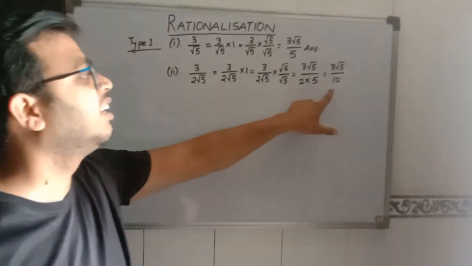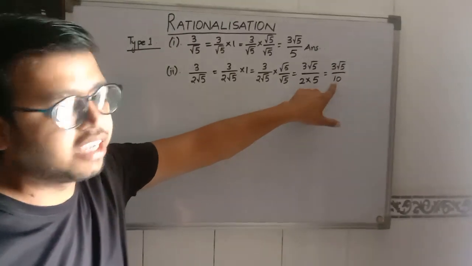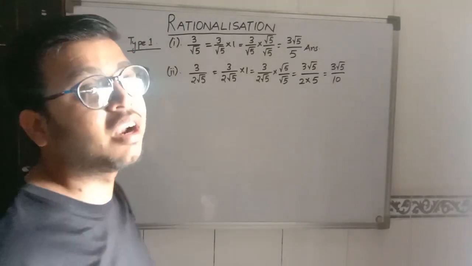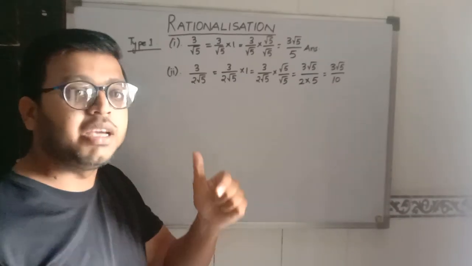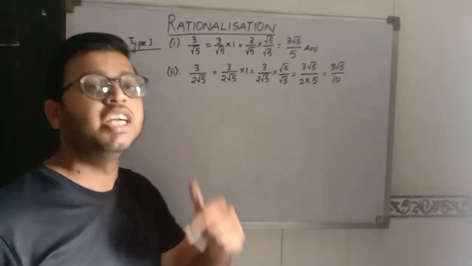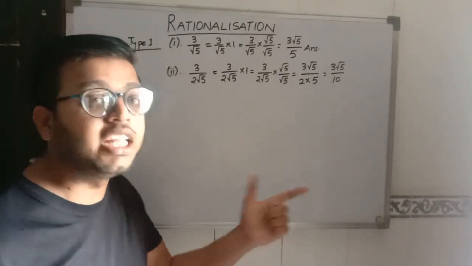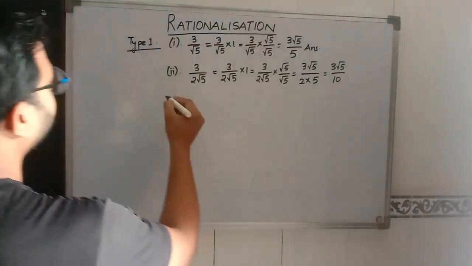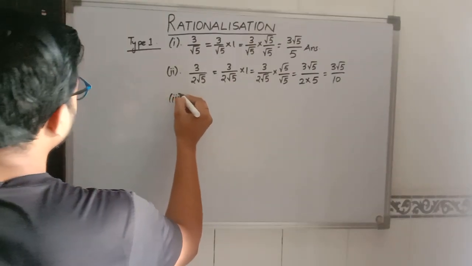Now you can see that the denominator is rationalized. The square root sign from the denominator has been removed. So this is called rationalization. It means from an irrational number, we are making a rational number in the denominator only. But because of that, the numerator will change. So this is the second question.